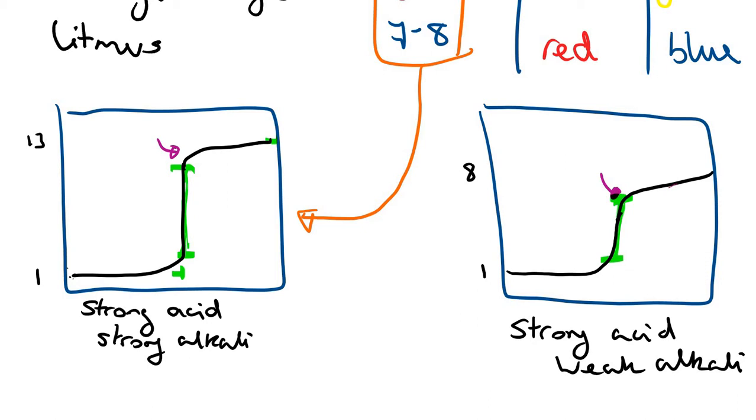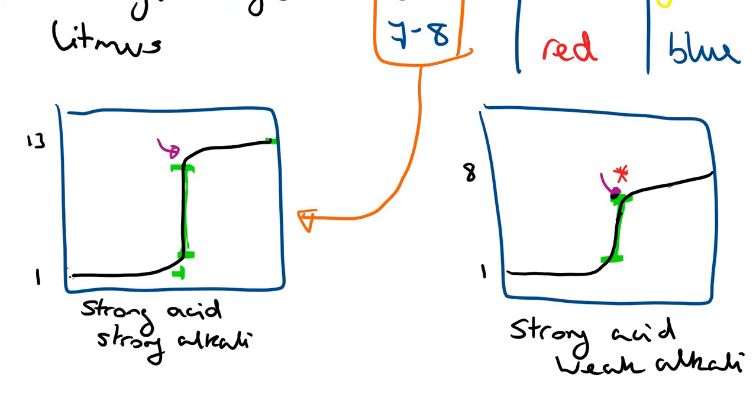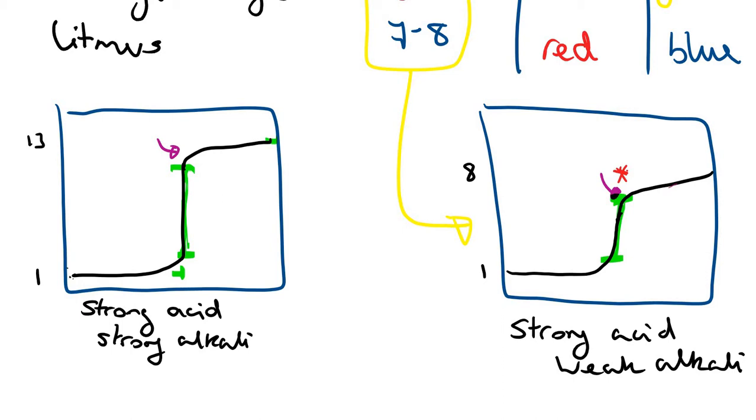Here's where I need to worry about the range of indicators that I can use. I can only use indicators that are going to change color in a mildly acidic solution. If they change color in an alkaline solution, I'll have missed my point. It'll be too late. It'll be up here. So the indicators I can use for that are going to be methyl orange and litmus. Whereas I could use all three for the first one, I can only use methyl orange and litmus for this, because their range coincides with the completion of my reaction when I've got a strong acid and a weak alkali.